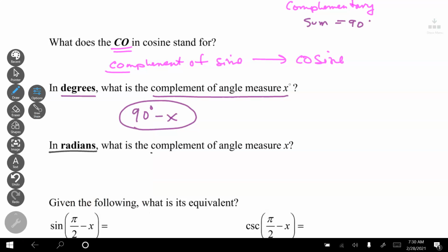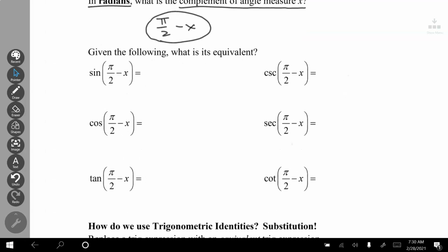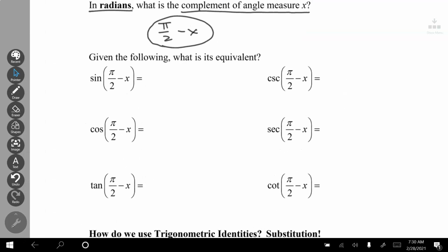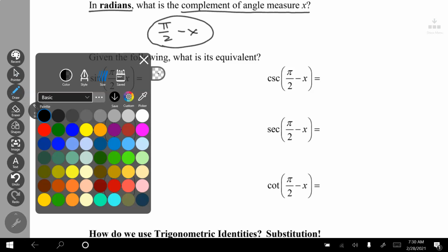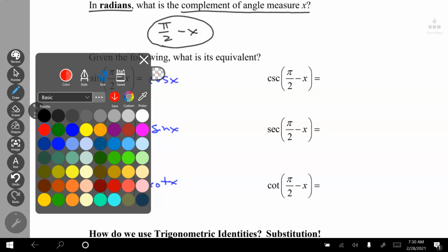In radians, instead of calling it 90 degrees, it's going to be pi over 2 minus x. That is the complement of angle x. Pi over 2 minus x is the complementary angle of x. So for all these problems, this pi over 2 minus x is the complement. So the complement of sine is cosine of x. The complement of cosine is sine of x. The complement of tangent is cotangent of x, and so on and so forth.